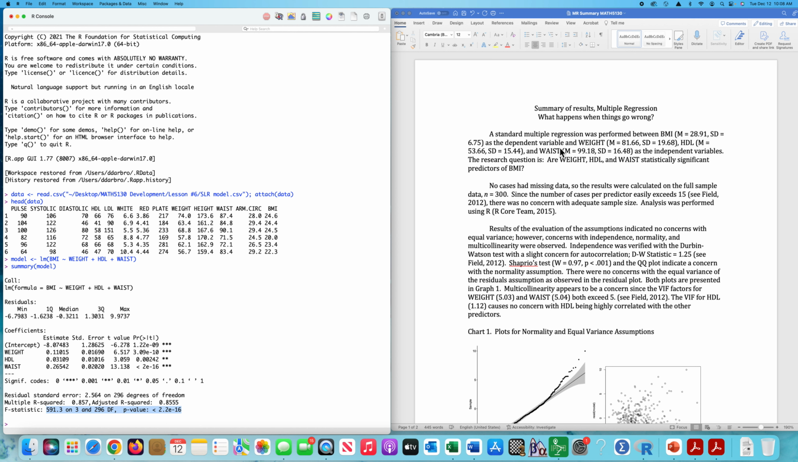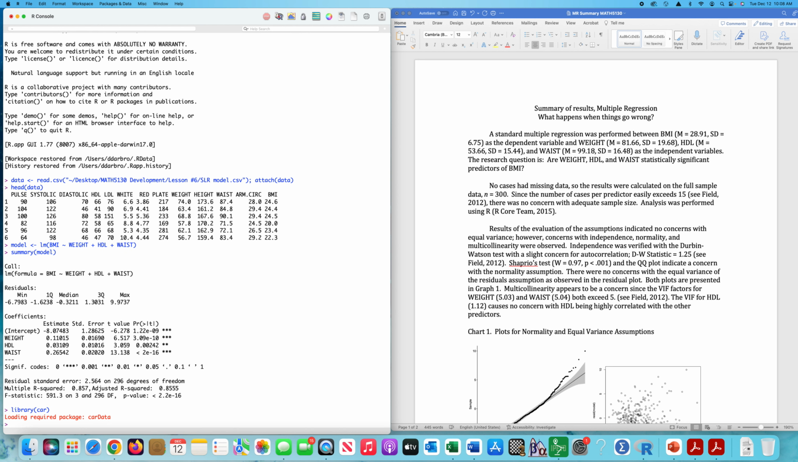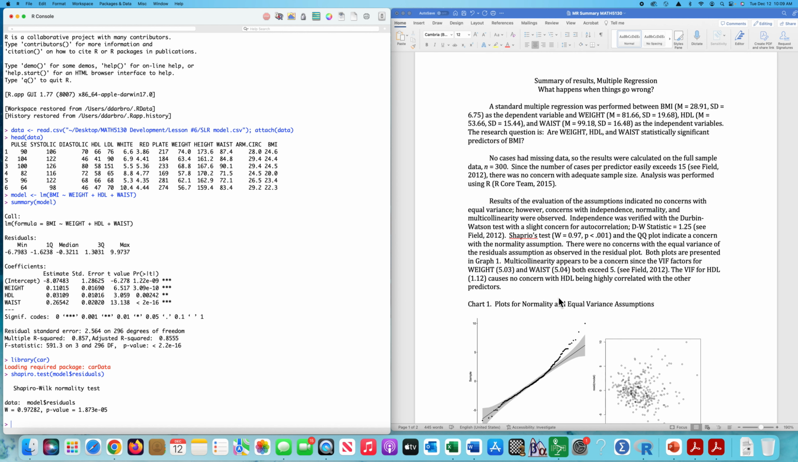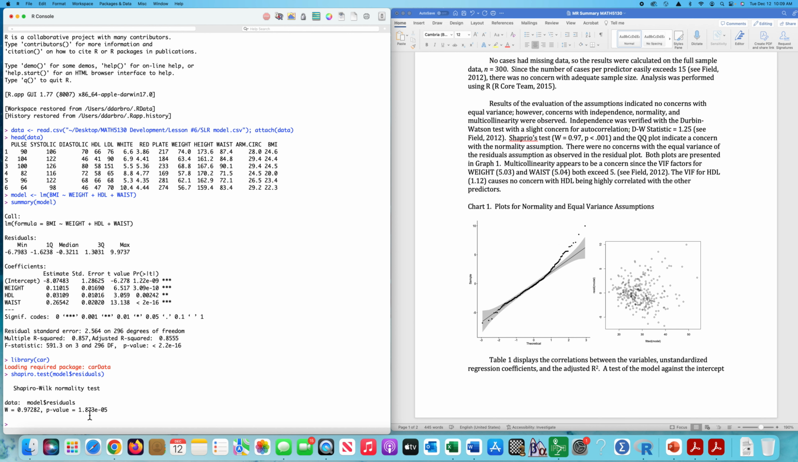And we report the means and standard deviations, as we should know how to do now in our sleep. The problem is we run into some major concerns. So let me access the library for car. And again, if you haven't installed that, you need to before you can access the library. And I run the Shapiro test on the model residuals. And I get a statistically significant result, which tells me that I have a concern with normality.